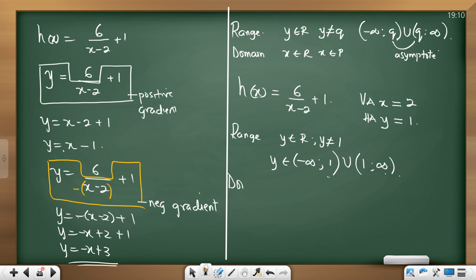What about your domain? I'm going to answer the question, right? We're dealing with S. What about my domain? X is an element of real numbers, but X cannot be equal to 2. How would I write it? X is an element of real numbers up to 2, but not inclusive, union 2 to infinity. Make sense?